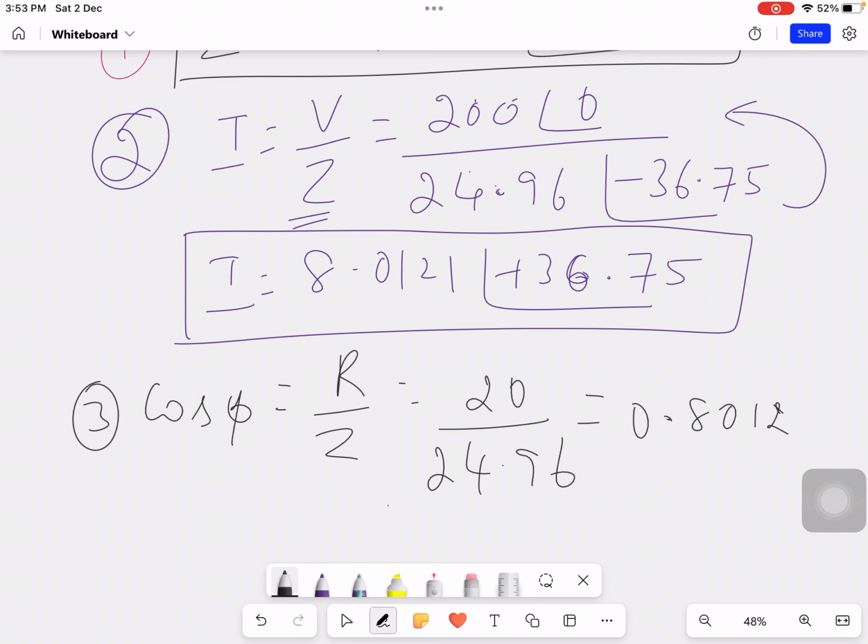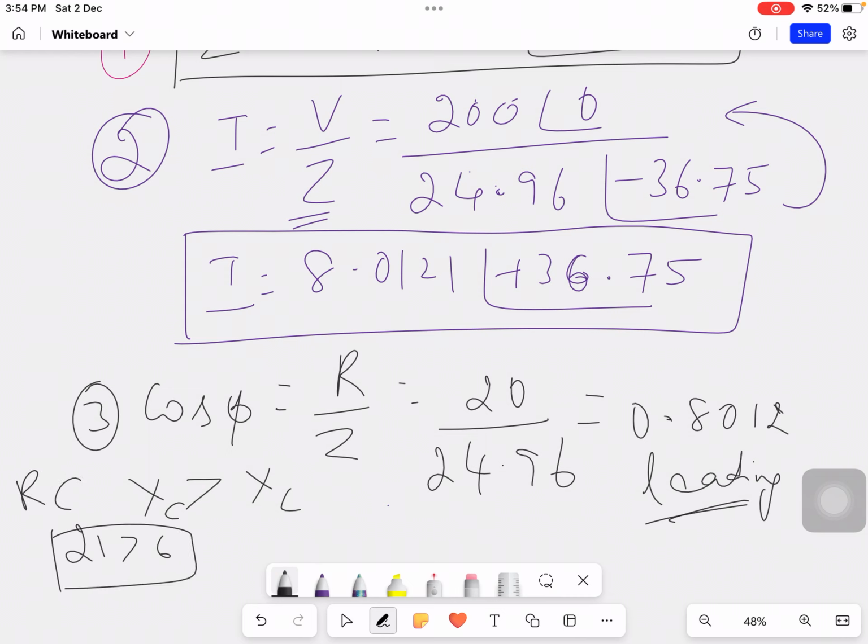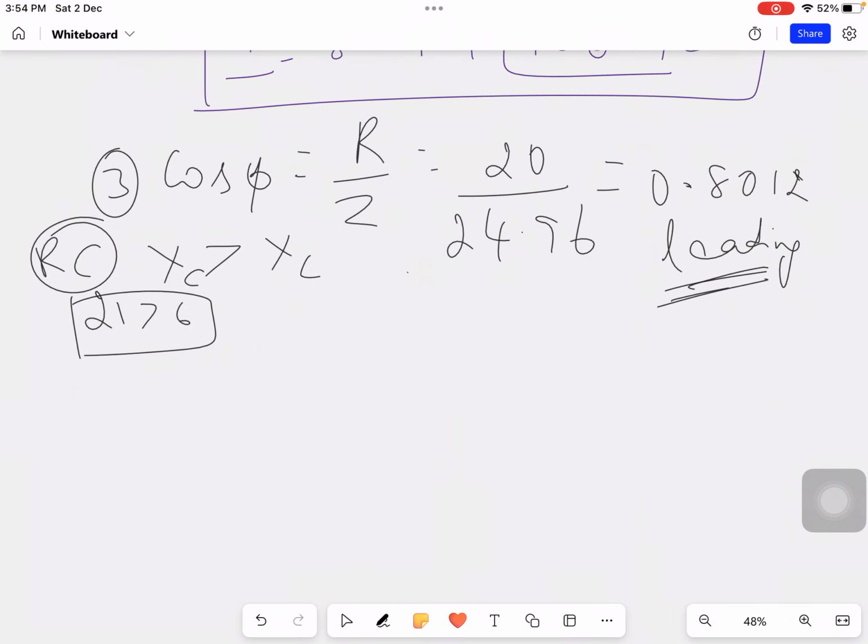Leading or lagging? It is because of the RC circuit. This is leading. Power factor is leading because XC is greater than XL. XC value is 21 and XL value is 6. So 21 is greater than 6, obviously then it's an RC circuit. When it is an RC circuit, current is leading the voltage. So therefore, power factor is leading. So this is the third important determination.